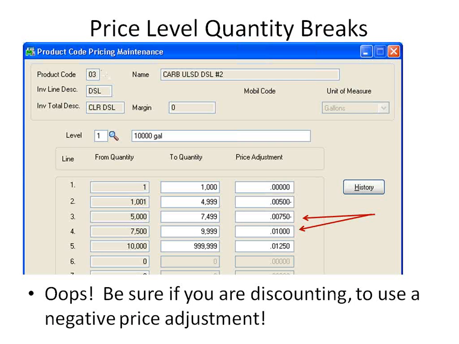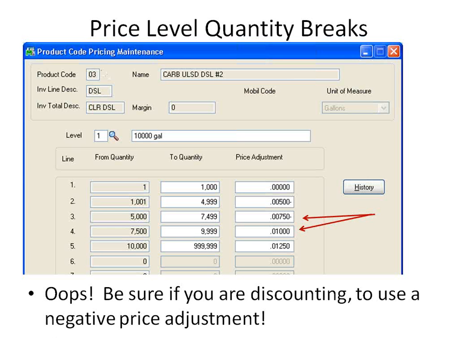Price level quantity breaks, this is an example. I've got a break at 1,000 gallons. I don't give him any discount at all. From 1,000 to 4,999, he gets a half a cent off. From 5,000 to 7,499, he gets three-quarters of a cent off.